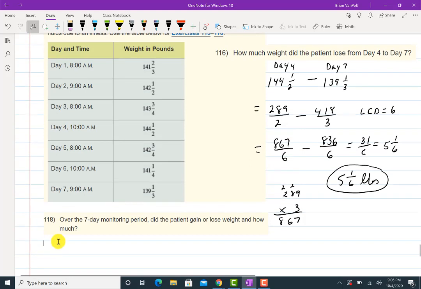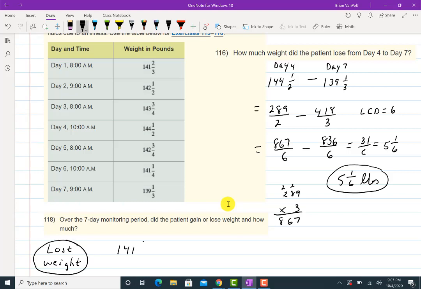All right. Over the 7-day monitoring period, did the patient gain or lose weight, and how much? Well, they started at 141 2/3, and they went down to 139 1/3, so they lost weight. So how much did they lose? We've got 141 2/3 minus 139 1/3.